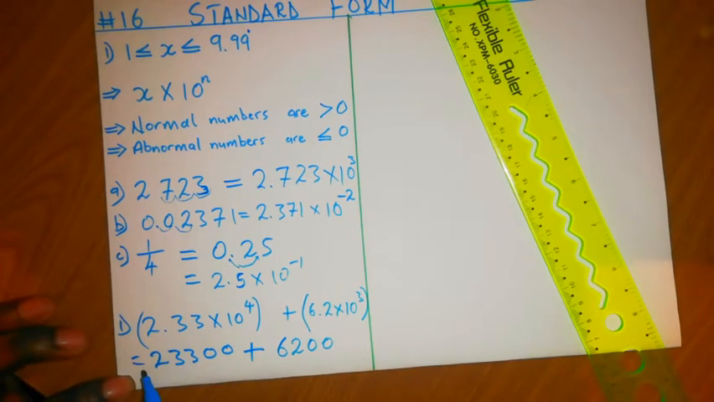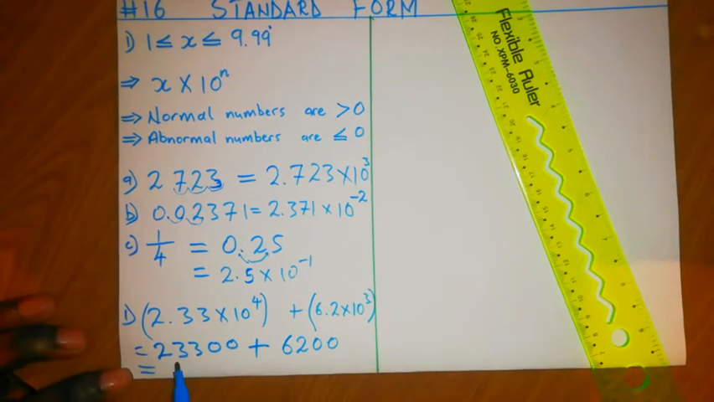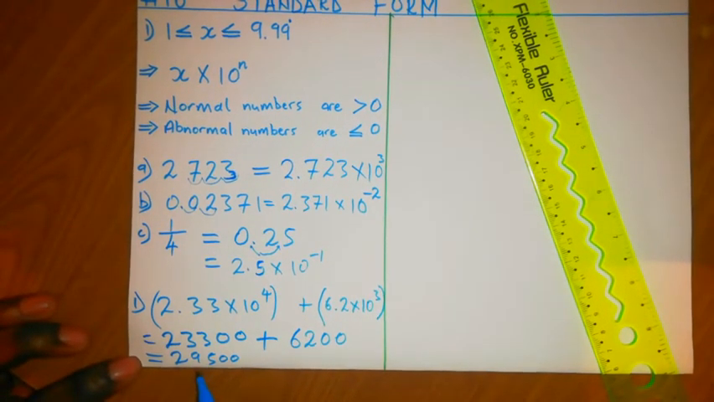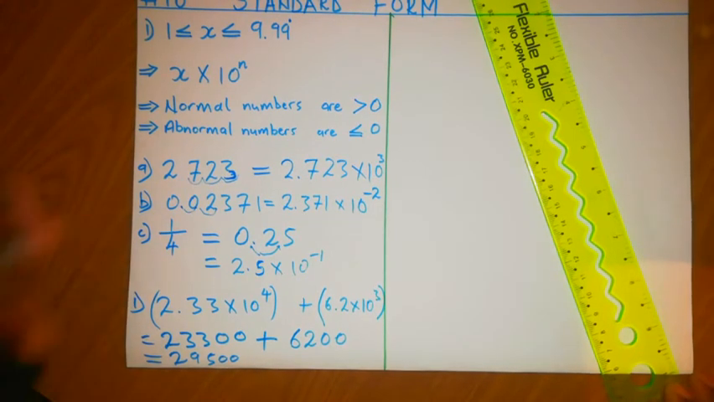After I have found my answer from this one, I'm going to do what? To leave my answer again in what? In standard form. So let's calculate this one. This is 23,300 plus 60 plus 6,200. Let's add there. So I have found my answer to be what? To be 29,500. I found my answer to be 29,500. So if I'm to convert this number into standard form, I will do away with what? With these zeros that appear last.